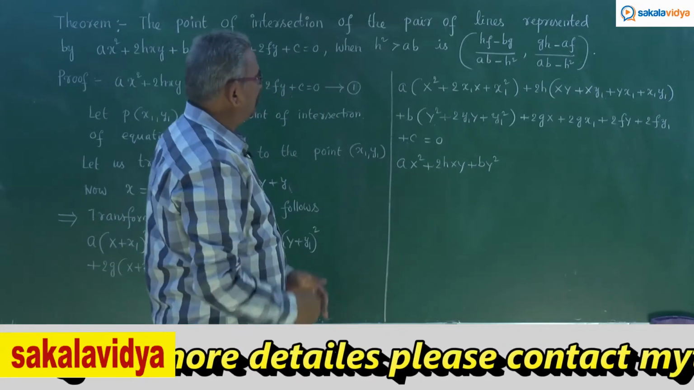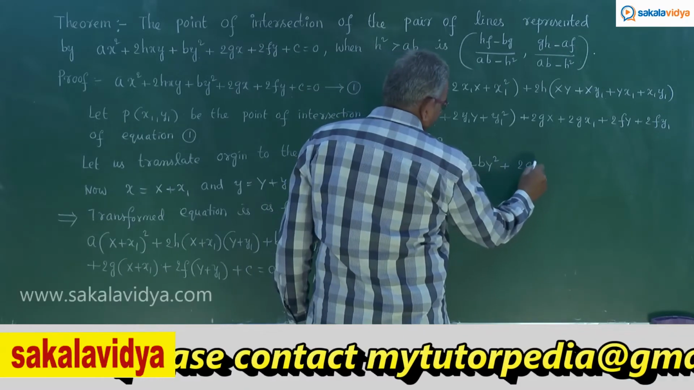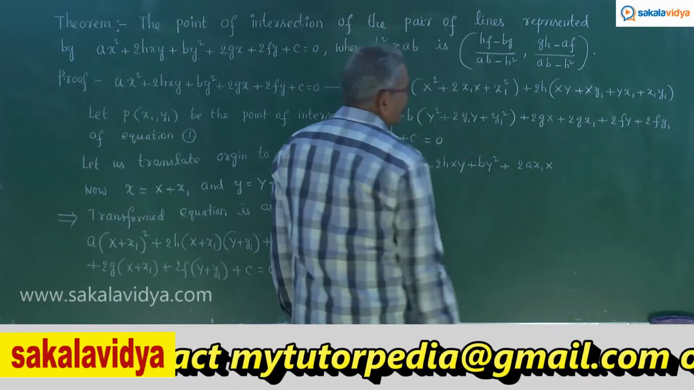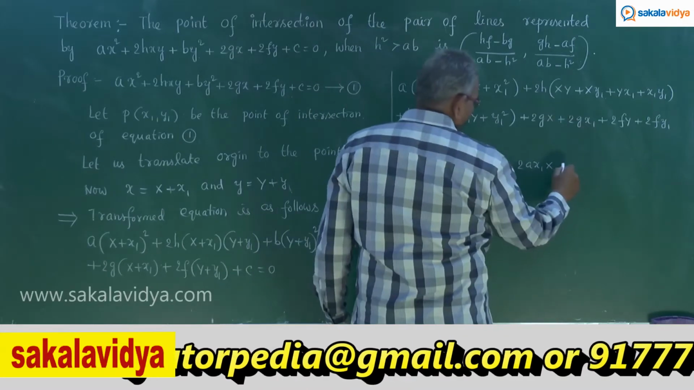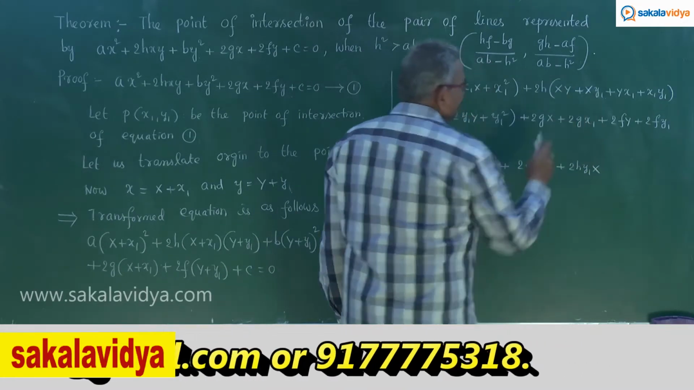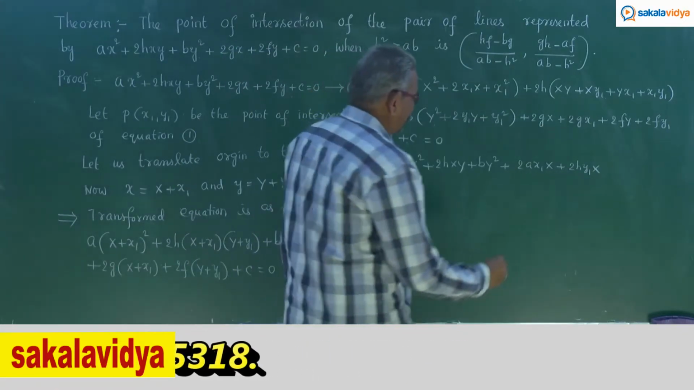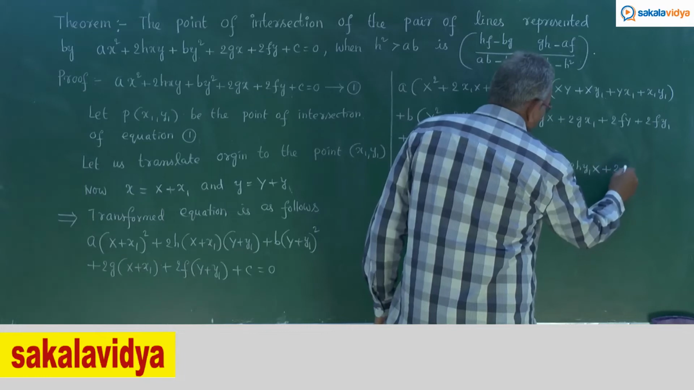Next now, 2a x1 capital X plus 2h y1 capital X, and we have here also capital X plus 2g capital X.